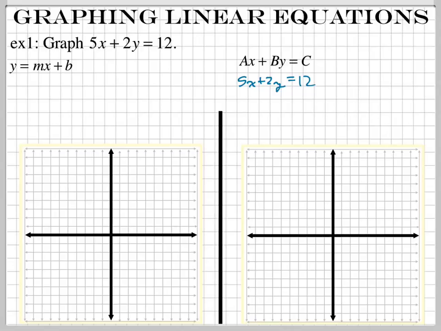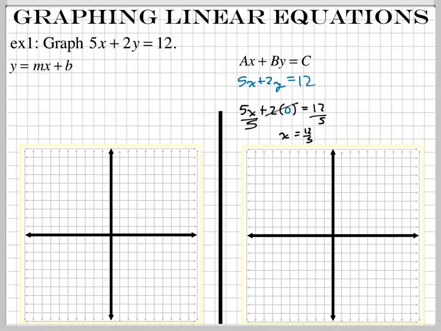Like if I wanted to find the x-intercept, I'd plug in 0 for y. So it looked like this. We have 5x plus 2 times, in parentheses, and in there I plug in my 0. 2 times 0 is what? 0. So that's why you can cover it up. Little elementary school tricks. And then we divide both sides by 5. We have x equals 12 over 5.